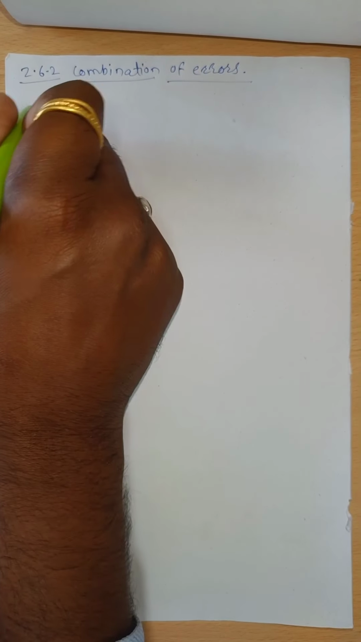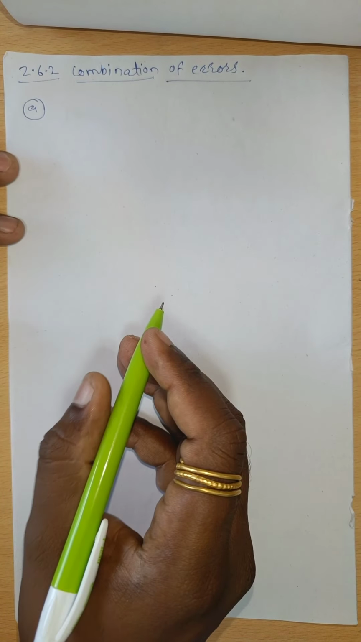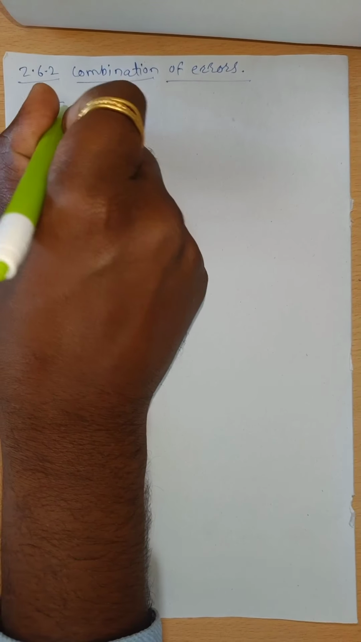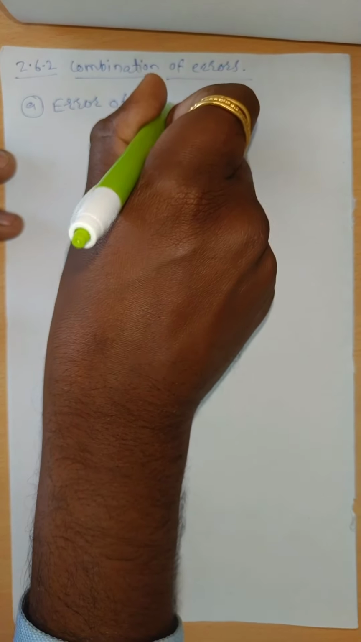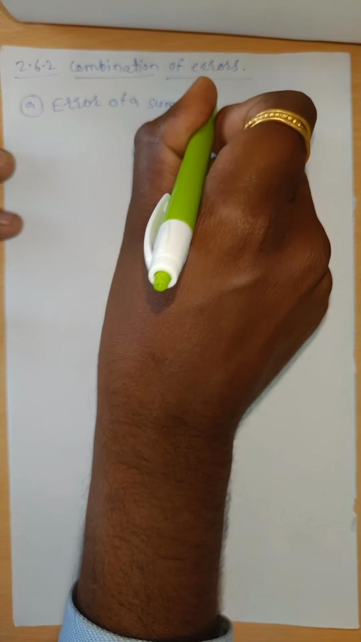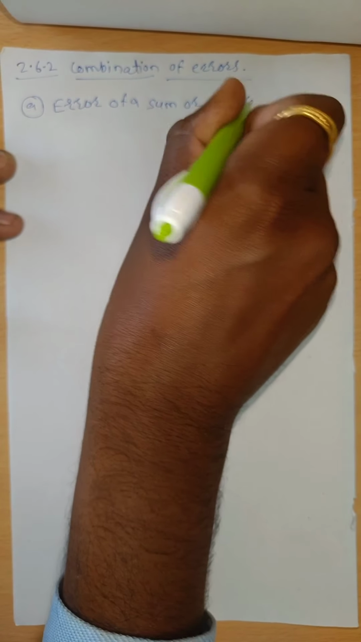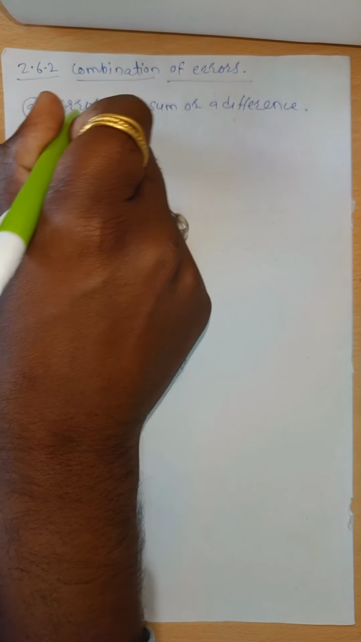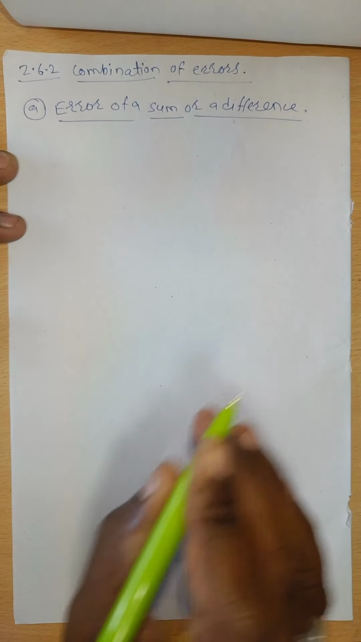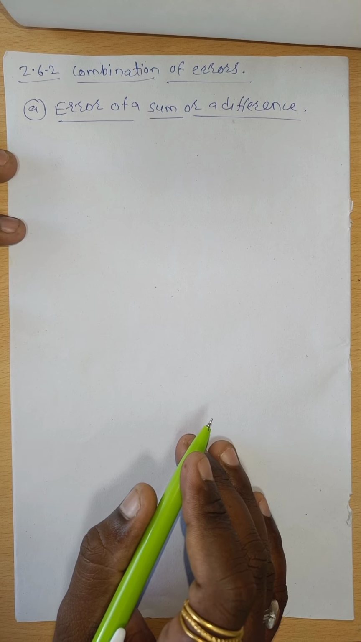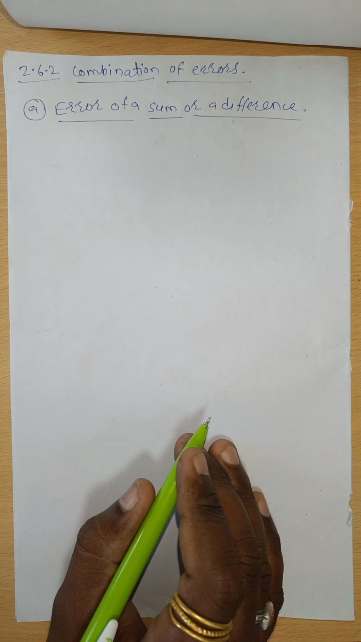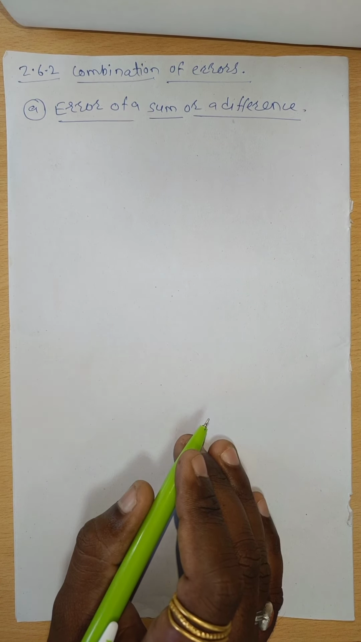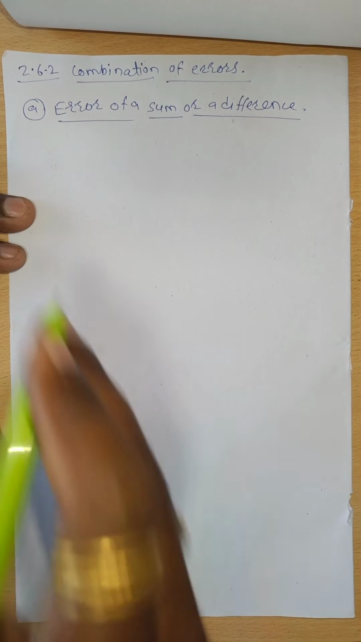First we have to see the error of a sum or a difference. When two physical quantities are given, we take their sum. Then what about the errors? And if we take the difference between A and B, then what happens to the errors?